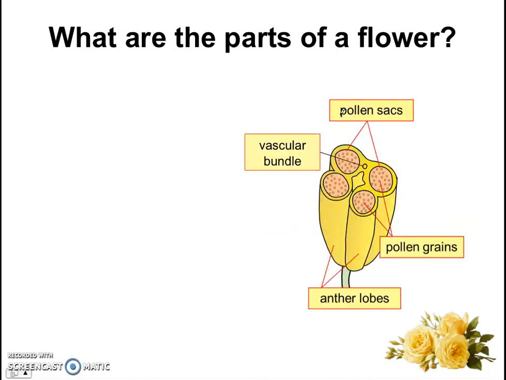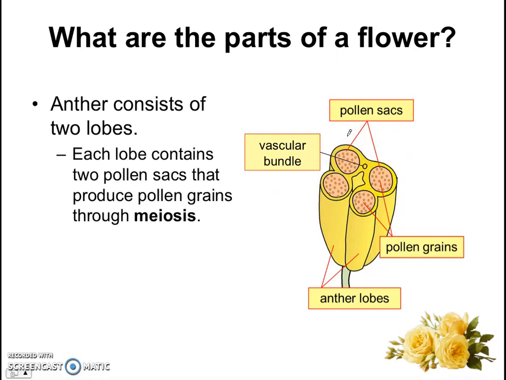So if you take a closer look at the anthers, this is what you'll find. So this is the anther, right? This is the filament here. This is the anther, and we're actually cutting it across to look inside. So what you will see inside the anther, you'll see 2 lobes, right? So one lobe here, and the other lobe here.